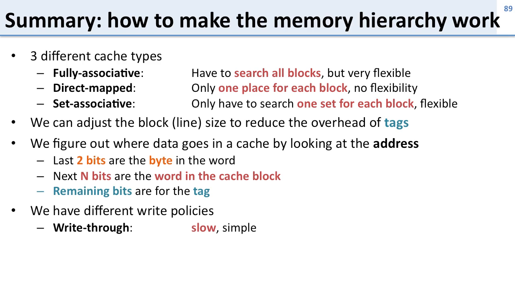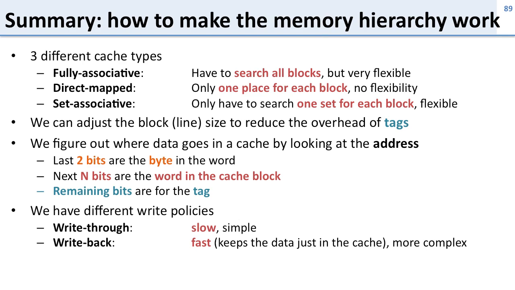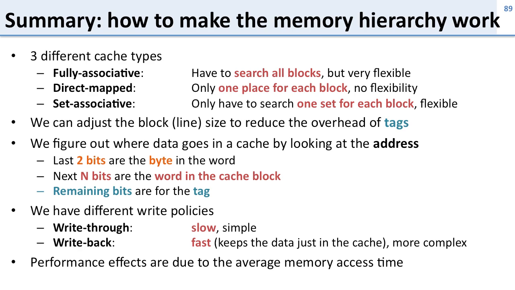We have different write policies. We talked about write through, where we write directly to DRAM, which is slow but simple, and write back, which is fast because we keep the data in the cache, but it's more complicated. And we talked about the performance effects of this on the average memory access time.